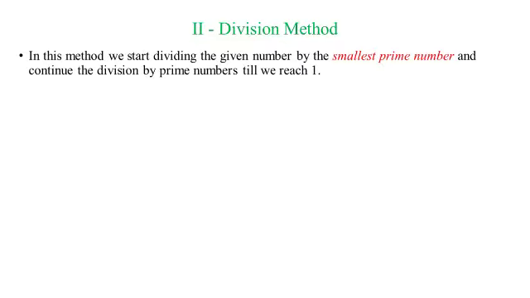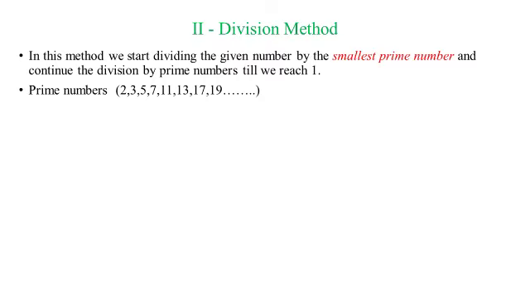Now the second method is the division method. In this method, we start dividing the given number by the smallest prime number and continue the division by prime numbers till we reach 1. Before we start, it's important to remember the smaller prime numbers since we use only smaller prime numbers to divide to find the prime factorization of any given number. Here I have shown prime numbers between 1 and 20.